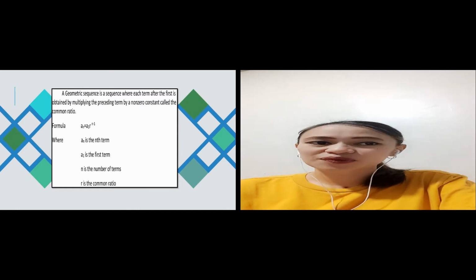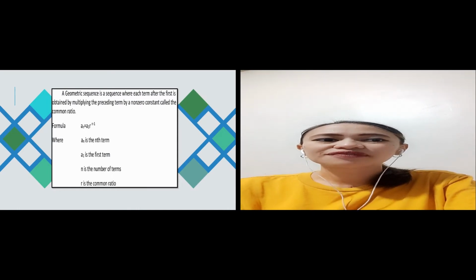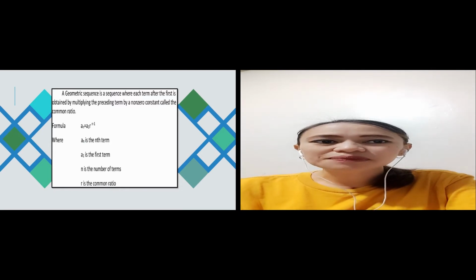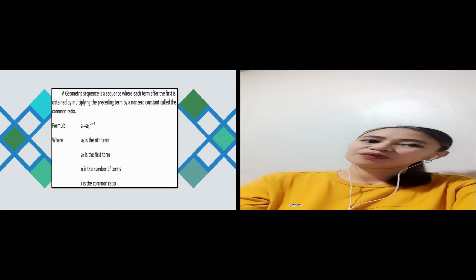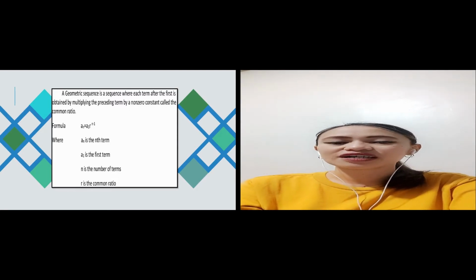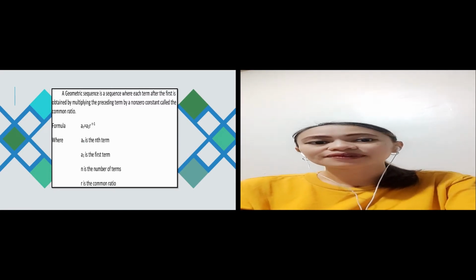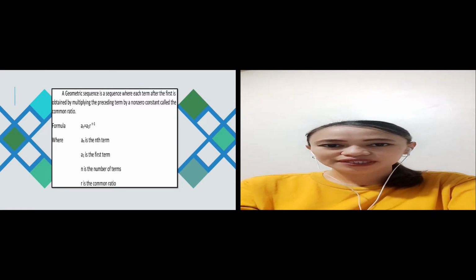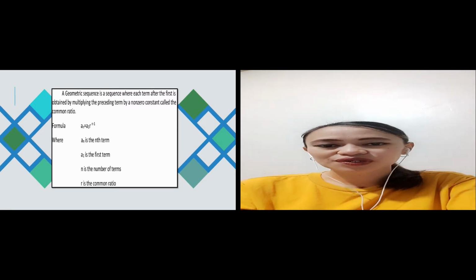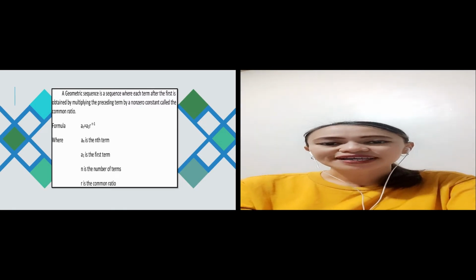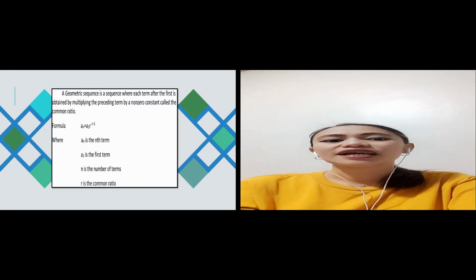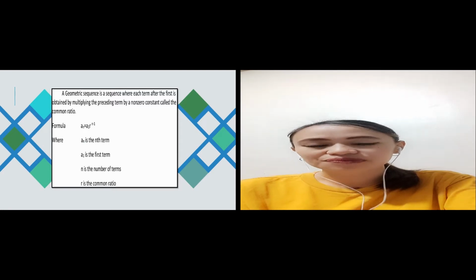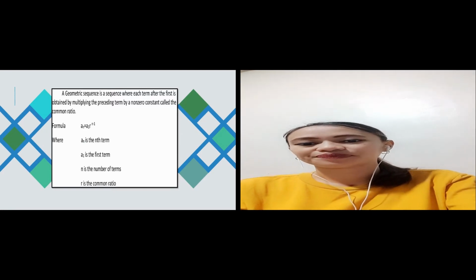Geometric sequence is a sequence where each term after the first term is obtained by multiplying the preceding term by a non-zero constant called the common ratio. So for us to get the nth term, we are going to use the formula a sub n equals a sub 1 times the common ratio raised to the number of terms, where a sub n is your nth term, a sub 1 is your first term, n is the number of terms, and r is the common ratio.